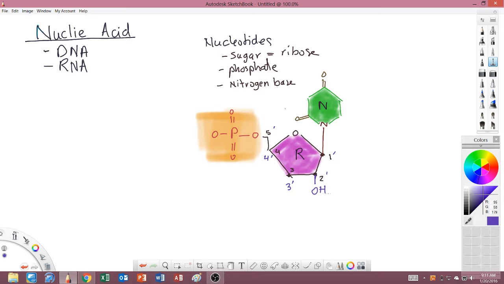Now, at position 2, all sugars should have OHs in each of these carbons. At position 3, at position 4, 1, 2, 3, 4, 5, all these positions should have OHs. All sugars. What's the formula of glucose? Do you remember, guys? C6H12O6. Which means all sugar should have what? Carbon, hydrogen, and oxygen. You cannot have sugar without oxygen.